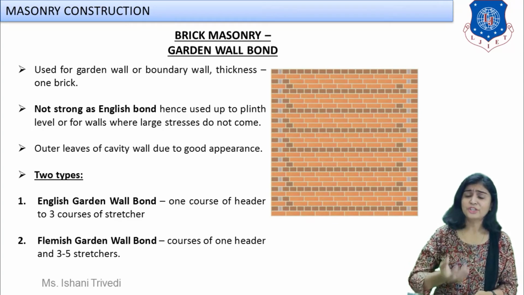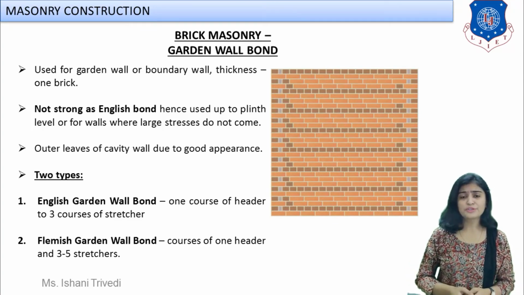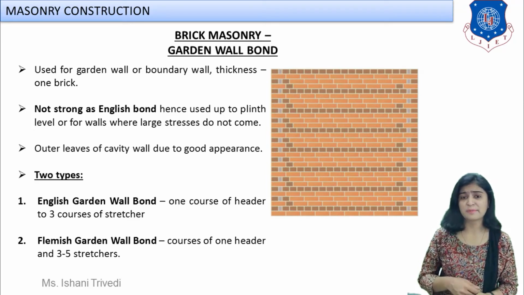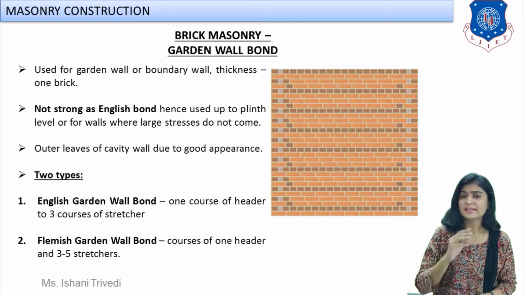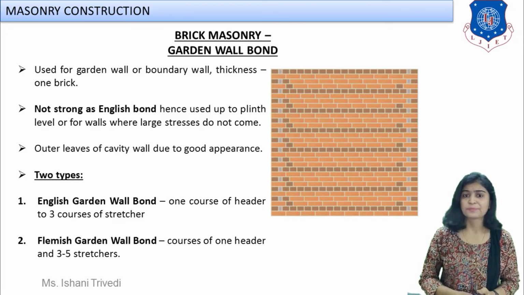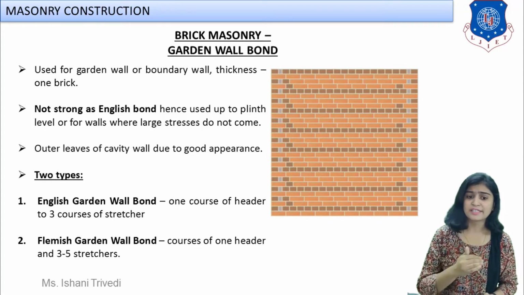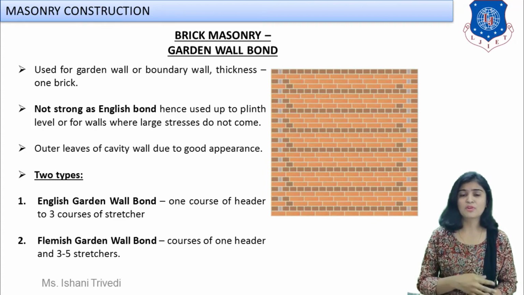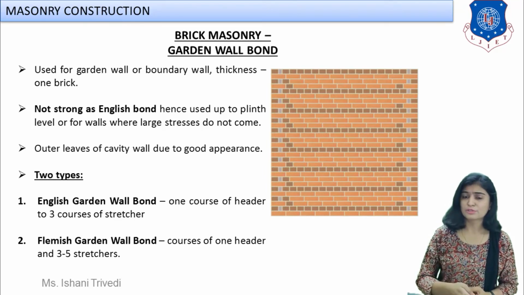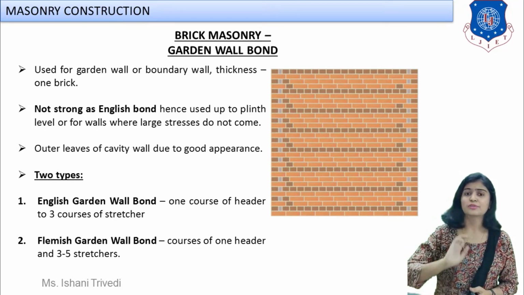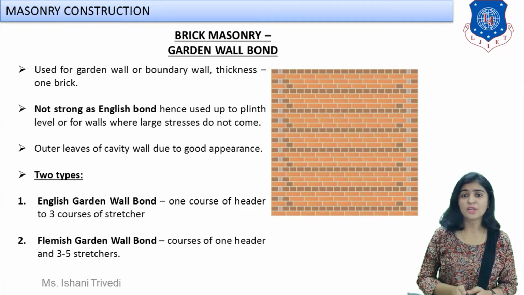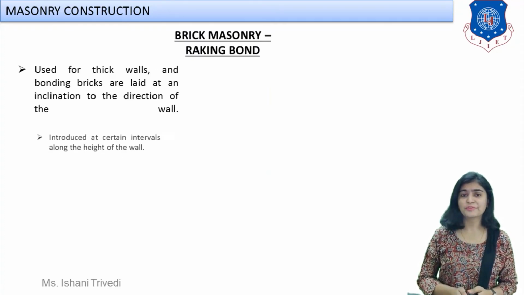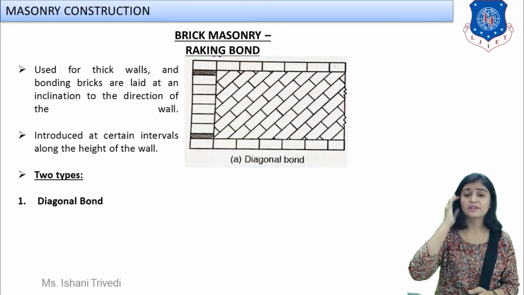In terms of strength, this is not going to provide as much strength as English and Flemish bond, right? In most common cases for normal construction, English and Flemish bond are generally used. Here it is not as strong, but still you can provide it for garden walls and compound walls, where extremely heavy loads are not coming. For non-load bearing walls also you can use this type of construction. So this makes it which type of bond? Garden wall bond.